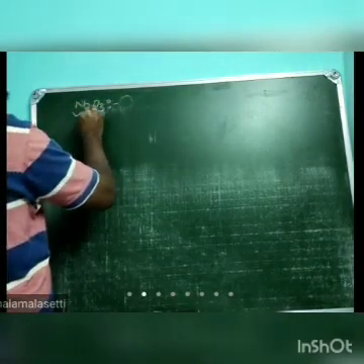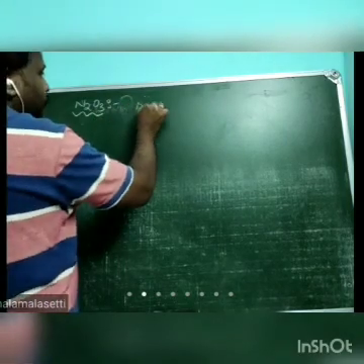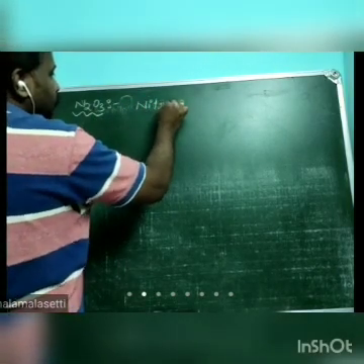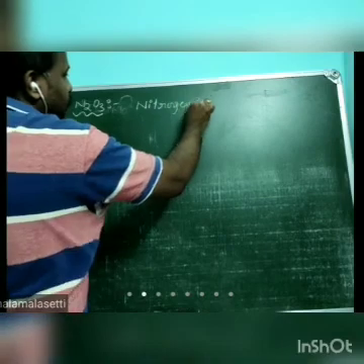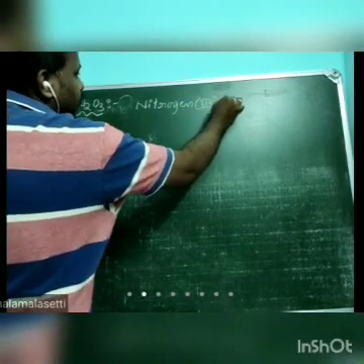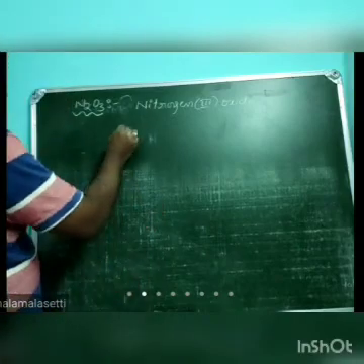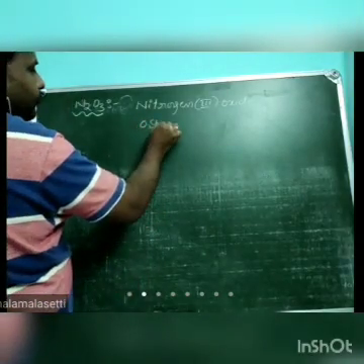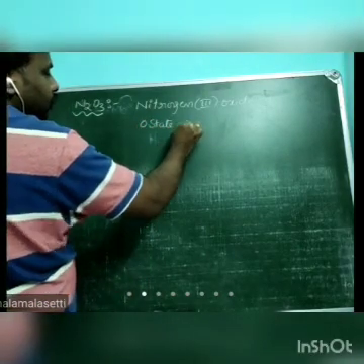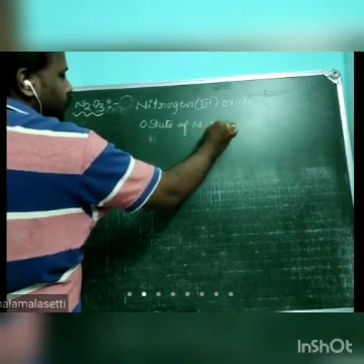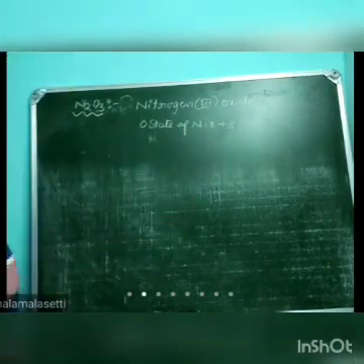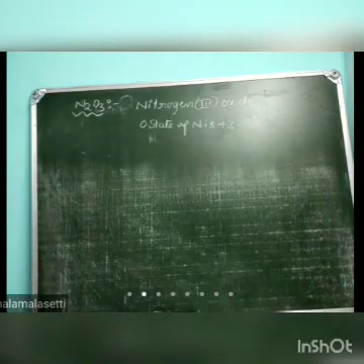N2O3. We call it nitrogen 3 oxide. It is called nitrogen 3 oxide. It means that the oxidation state of nitrogen is +3. Oxidation state of nitrogen is +3.